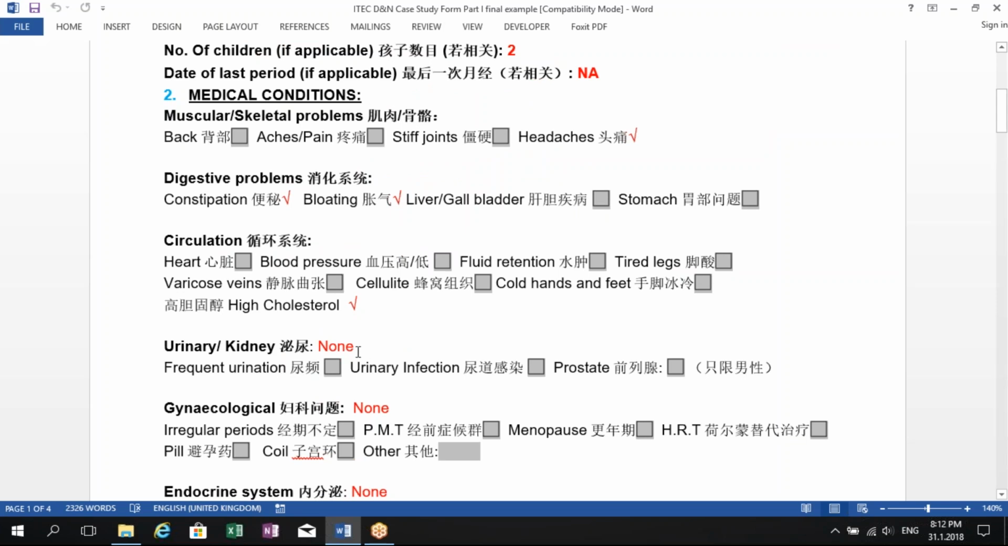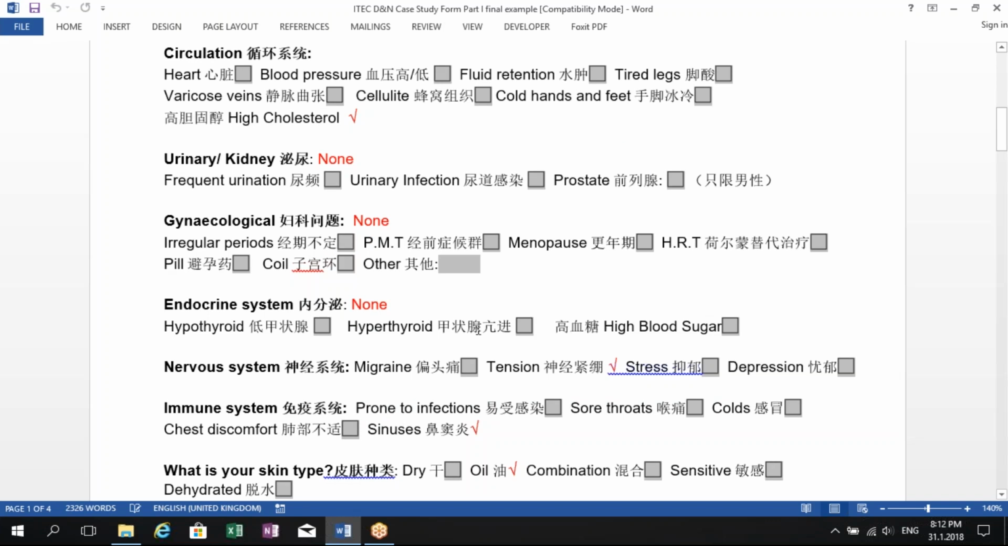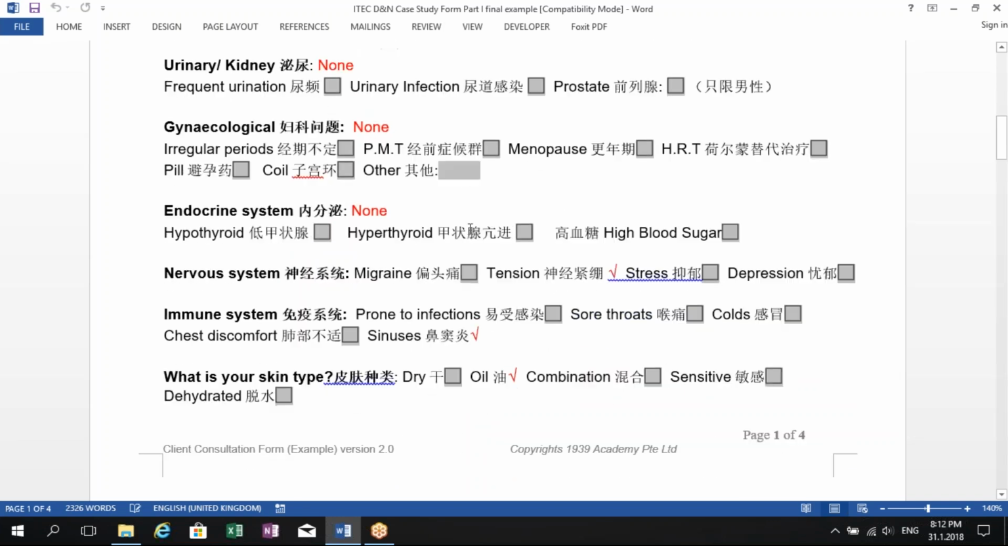Don't put NA, because NA means not applicable. Everybody has a urinary system and a circulation system. If it's not applicable, it means this person doesn't have this system, which is very strange, right? So just put none or nil. Alright, so it is like that. Make sure you fill up everything, like this, completely filled up.